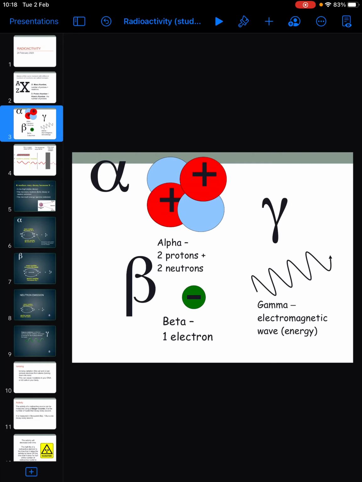So the 3 basic types of radioactivity are alpha, beta and gamma. We do not say beta because we are not American. Alpha is our biggest, slowest, heaviest, most charged type of radioactivity. It's made up of 2 protons and 2 neutrons. It is occasionally referred to as a helium nucleus because a helium nucleus also has 2 protons and 2 neutrons. It is incredibly ionizing, but it's not very penetrating.